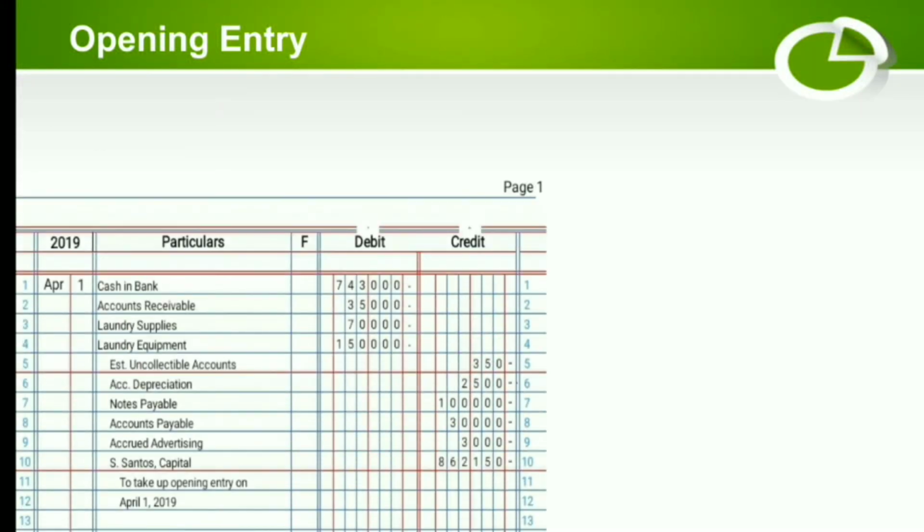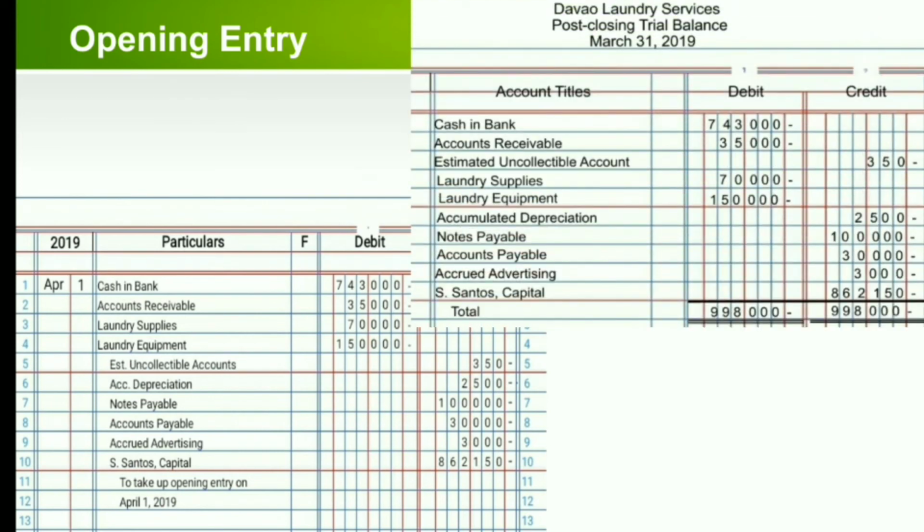Supposedly, yung closing entries and yung post-closing trial balance should be done on December 31, 2019. That is actually the end of the accounting period for a calendar year. However, just to show you the complete picture of the accounting cycle, iniba natin and we made it on March 31, 2019 instead of December 31, 2019. In connection to that, the beginning of the next accounting period should have been January 1, 2020. But for illustration purposes, the opening entry will be on April 1, 2019.